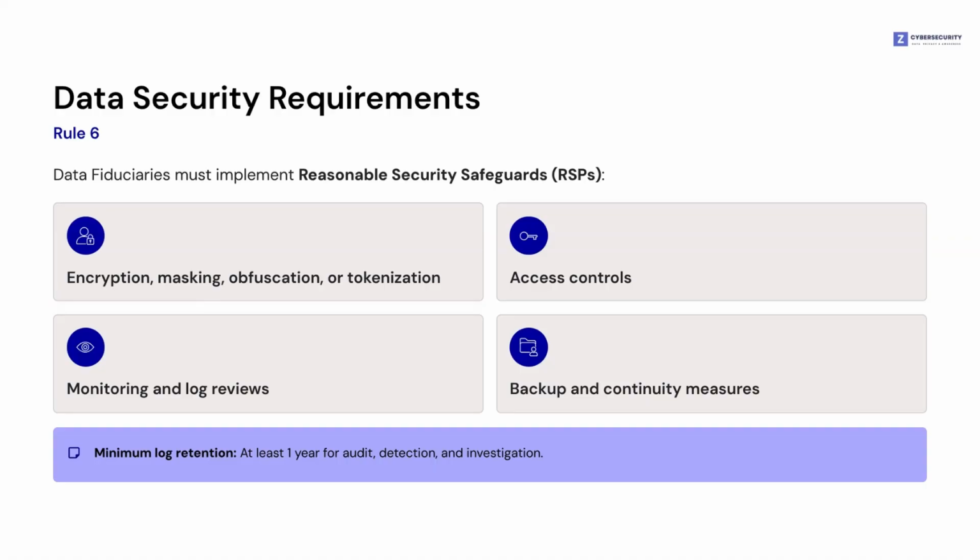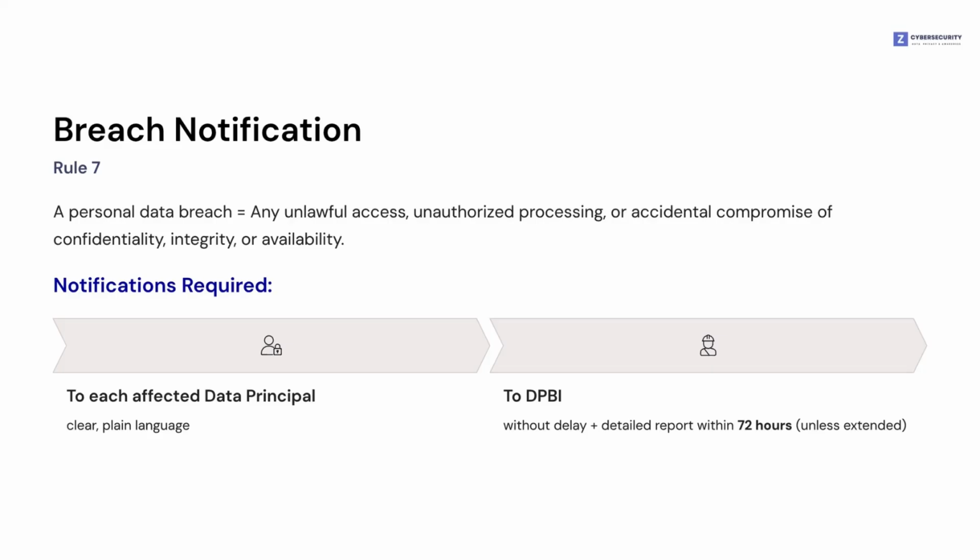But even the best security can fail. So what happens when there's a breach? Breach notification under the DPDP Act. A breach includes any unlawful access, unauthorized processing, or accidental compromise. When a breach happens, you must notify every affected individual, you must notify the DPBI, and you must submit a detailed report within 72 hours. Imagine your HR mailbox gets compromised and exposes salary slips and KYC documents. Even if you fix it quickly, you still need to notify employees and the board. If you want a ready-to-use breach response checklist, tap the I button on your screen.